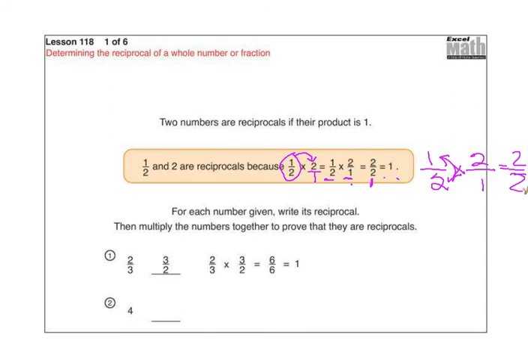All right, for each number given, write its reciprocal, then multiply the numbers together to prove that they are reciprocals. 2/3, the reciprocal is 3 over 2, 3 halves. 2/3 times 3/2 is equal to 6 over 6, which is equal to 1.